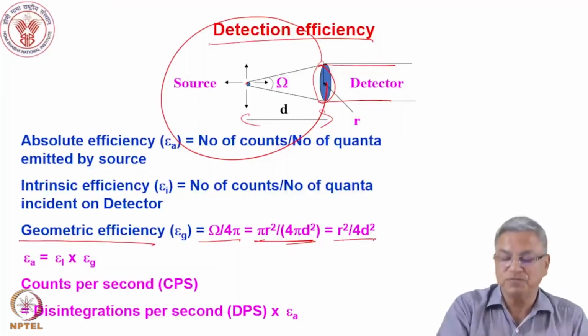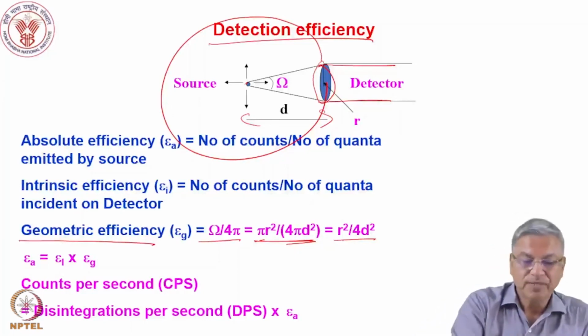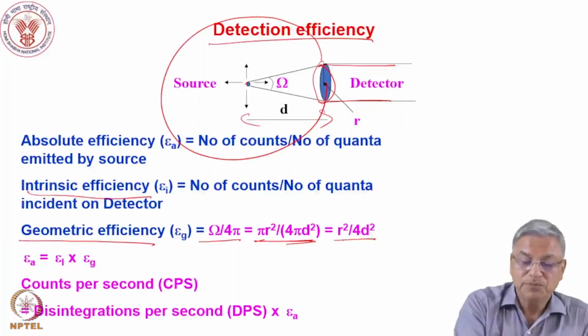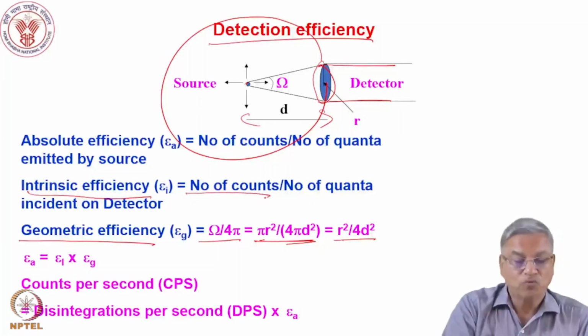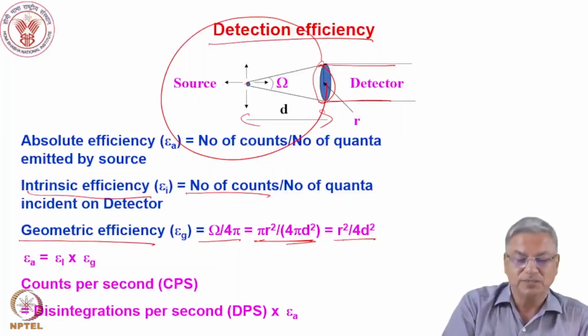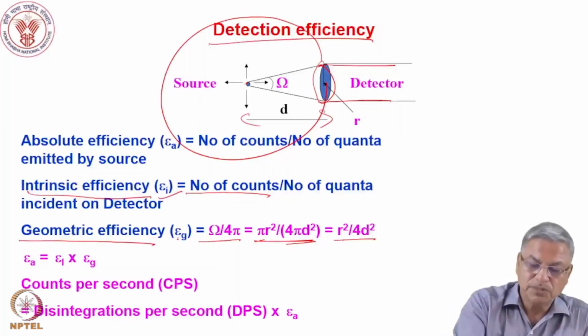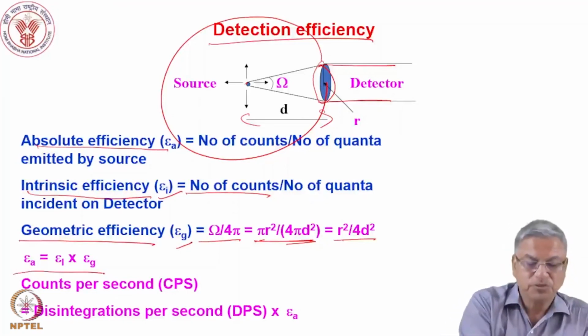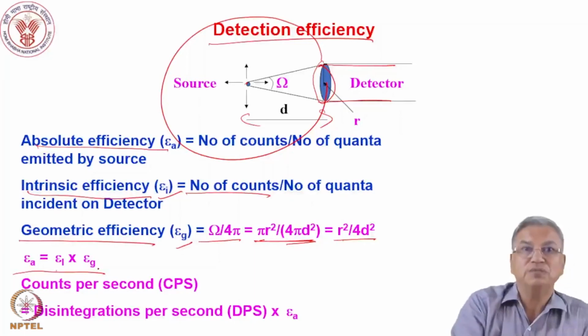So you can play with the geometric efficiency: have a large area detector, bring it close to the source, and so on. Then out of this, whatever fraction is reaching the detector, what fraction is counted? That is called the intrinsic efficiency: number of counts upon number of quanta incident on the detector. Because every radiation that is falling on the detector may not be counted. There may be other processes, or the radiation may escape. And the product of the intrinsic efficiency and geometric efficiency is called the absolute efficiency. So absolute efficiency equals intrinsic efficiency times geometric efficiency.